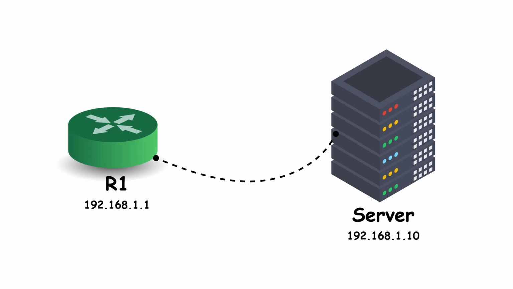But what if the server doesn't know the MAC address of the next hop? That's where the Address Resolution Protocol, or ARP, comes in. The server sends out a request asking, "Who has this IP address?" Let's zoom in on the ARP request and see what's inside this small but powerful message.